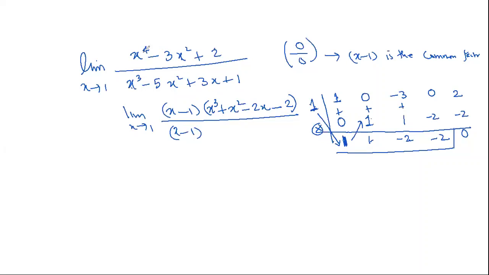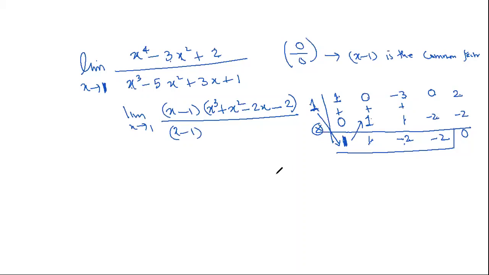Once again. First of all, x raised to 4's coefficient. There is no x cube here, so 0. Then x square's coefficient. Then there is no x here, so 0. Then the constant. We have to divide by the limit number, 1. How to divide with 1? Write 1 here. Always write 0. Add, multiply, write over here, add, multiply, write over here, add.